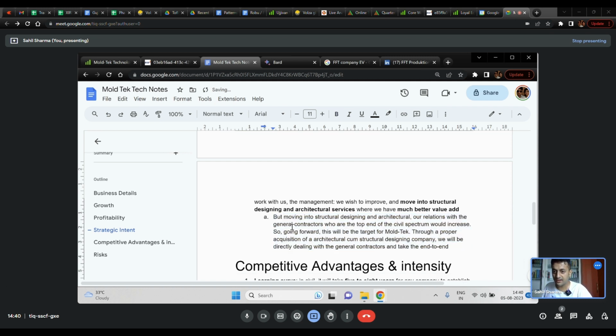Relationship with general contractors who are at the top end of the civil spectrum would increase, right? So basically, they become even more indispensable to the civil contractors. And this is obviously a target for Moltec. And through a proper acquisition, they will then be doing end-to-end design.